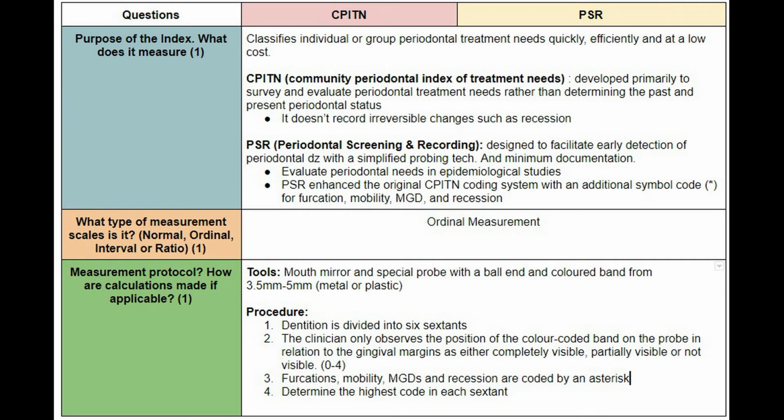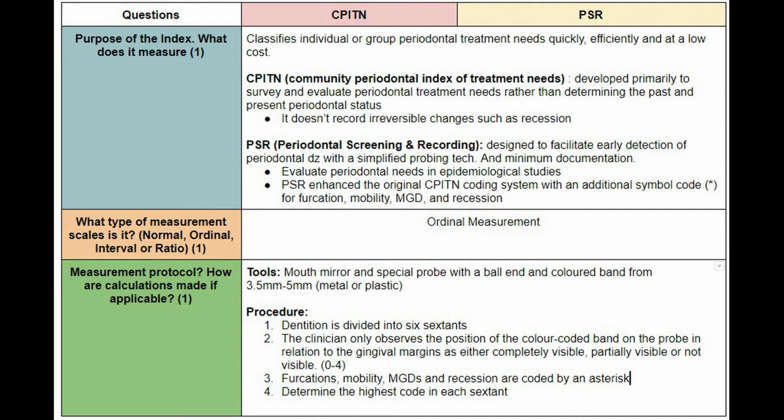Two other periodontal indices are Community Periodontal Index, or CPITN, and Periodontal Screening and Recording, or PSR. Both classify individual or group periodontal treatment needs quickly, efficiently, and at a low cost. CPITN was developed primarily to survey and evaluate periodontal treatment needs rather than determining the past and present periodontal status. It does not record irreversible changes such as recession.